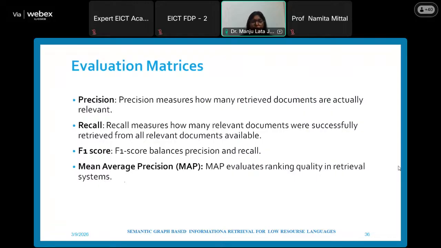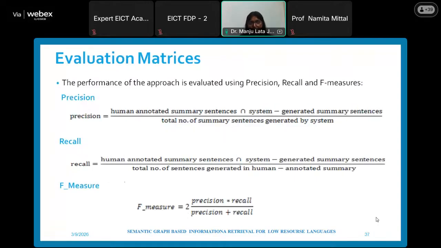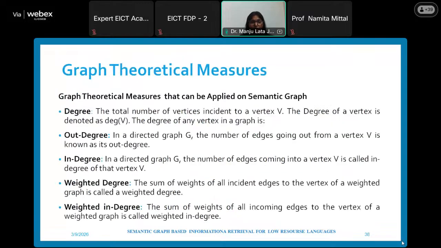Evaluation metrics: precision and recall I have already discussed, but again, precision measures how many retrieved documents are actually relevant, and recall measures how many relevant documents were retrieved out of all relevant documents. F1 is the average of both precision and recall, and mean average precision, MAP, evaluates ranking quality in retrieval systems. So these are some of the evaluation metrics used to evaluate the performance of retrieved documents in information retrieval systems. This is the mathematical formulation of these evaluation metrics.